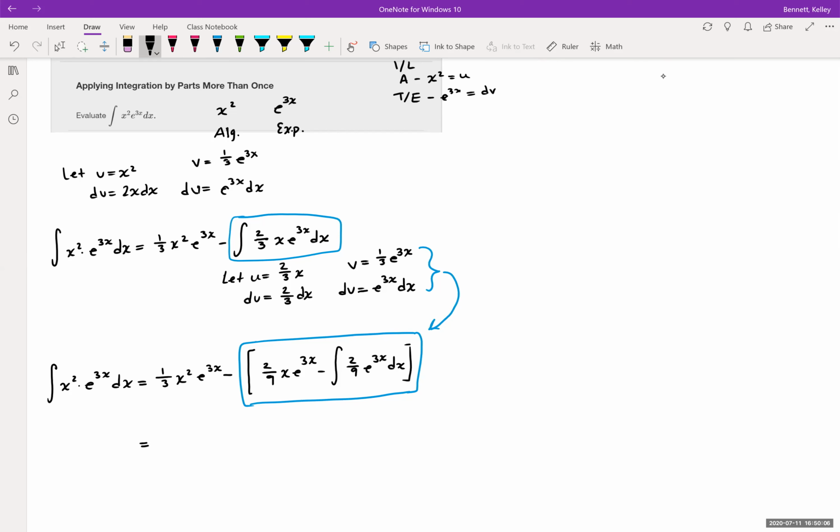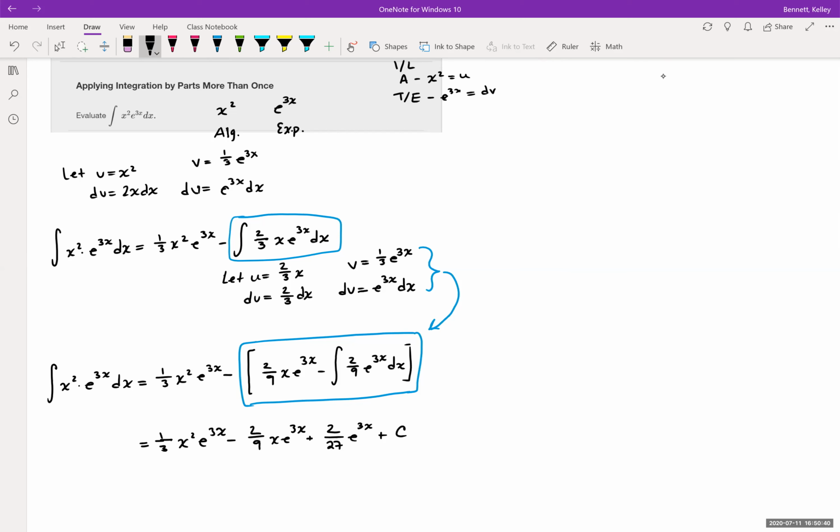So finishing this up, I get 1/3 x squared e to the 3x minus 2/9 x e to the 3x minus, so I'm minusing a minus, so this is going to become plus, 2/27 e to the 3x plus c. So that's using integration by parts 2 times.